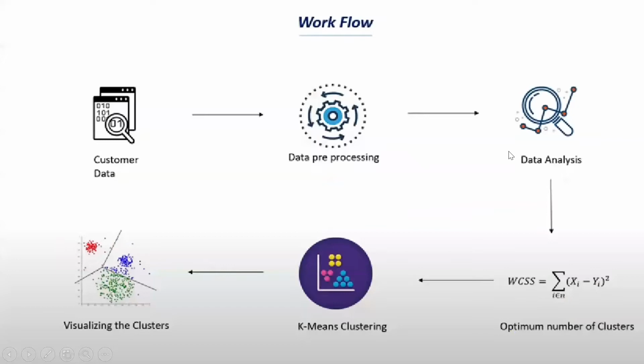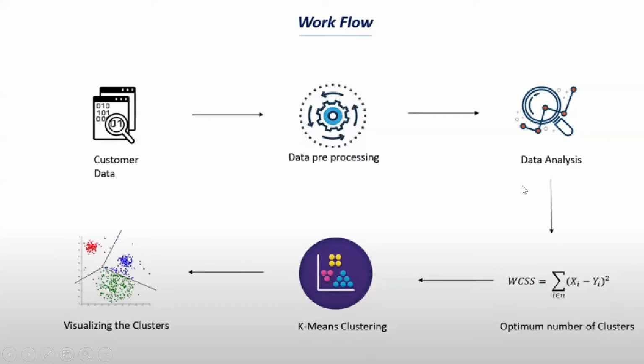So let's know about our workflow. First we need this mall customer data to train our machine learning model. Once we have this data, we need to process the data. We cannot feed this data directly to our machine learning model. We need to select the few features which we need. Then we need to analyze the data to see which features are important for us. After that, we need to choose the correct number of clusters.